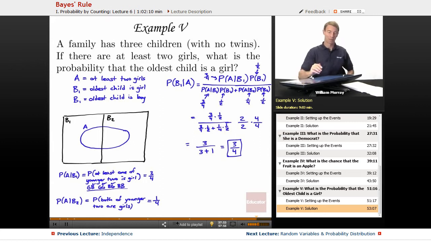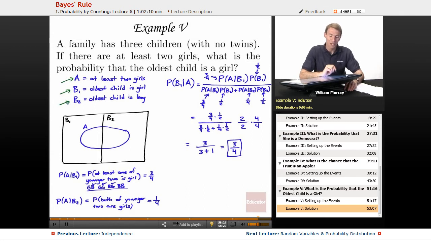So let me recap that problem here. We're given that there are at least 2 girls, so I'm going to set that up as my event A. We want to find the probability that the oldest child is a girl, so I set up one event for that. Oops, I see that I called that B1, and of course that should have been a B2. So let me change that. Probably get some good comments on this video saying, hey, you got the wrong B1 there. So I definitely should have made that be a B2.